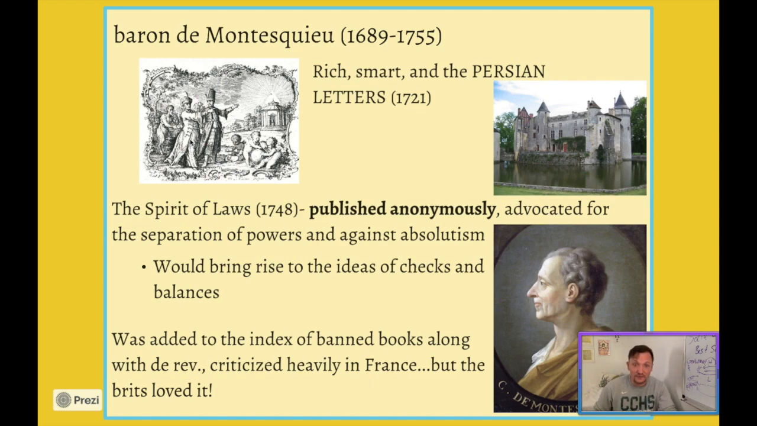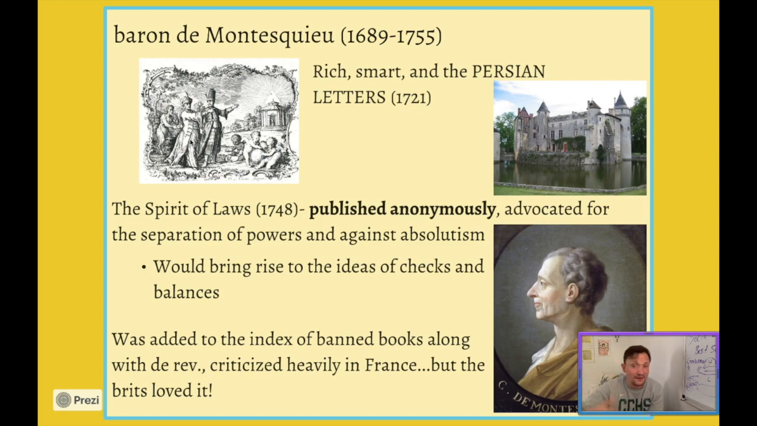So The Spirit of Laws, when it came out, was almost immediately added to the Index of banned books, and it was criticized heavily in France. By banned books, I mean, y'all, the Catholic Church banned The Spirit of Laws because it didn't like how it was talking about having a separated power, checked and balanced government, right? And in France, it was criticized super harshly by a large number of rogue nobles who were very close to the king and stuff like that.